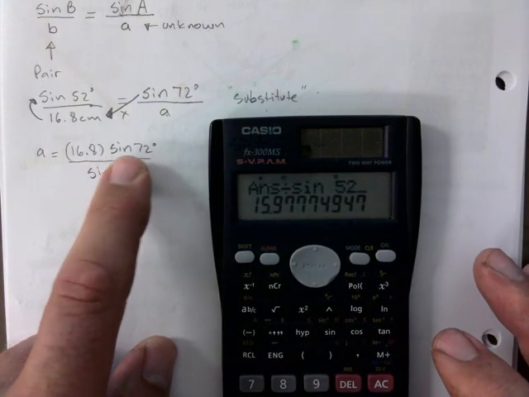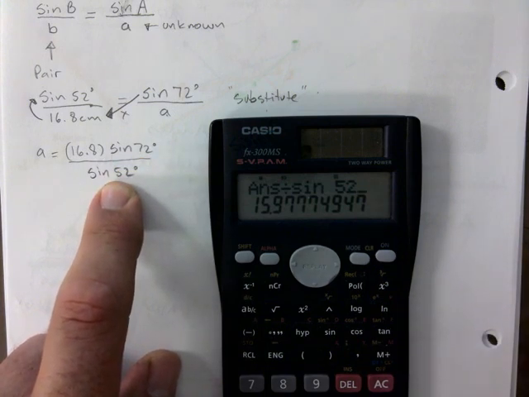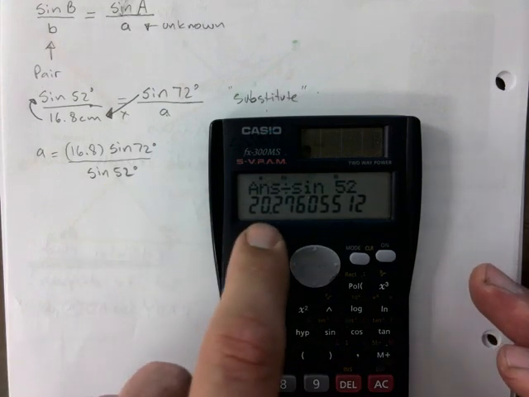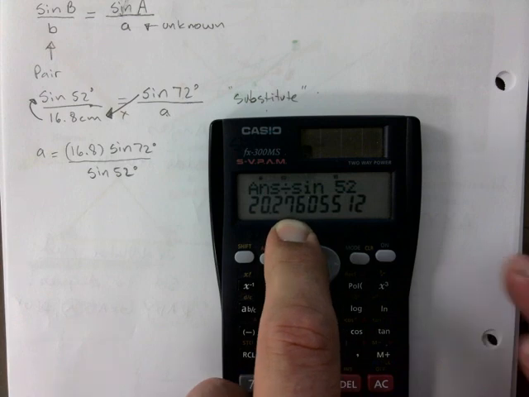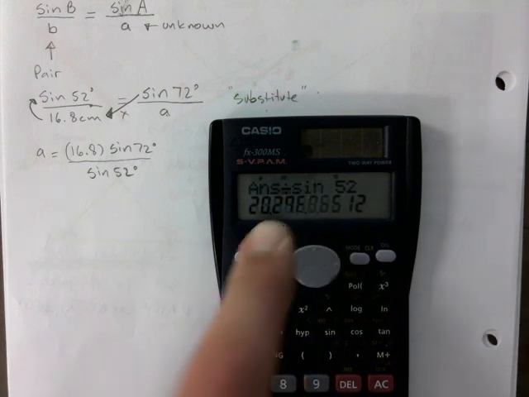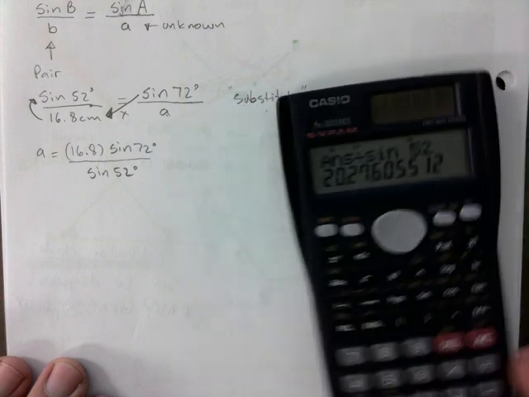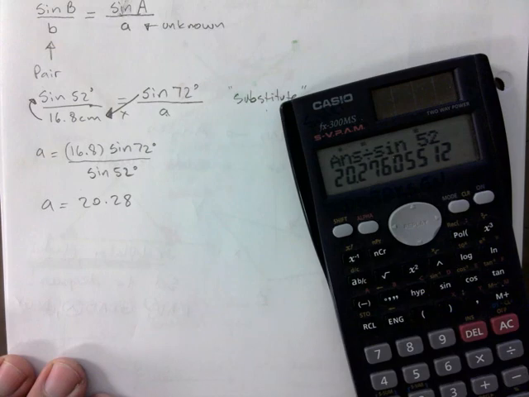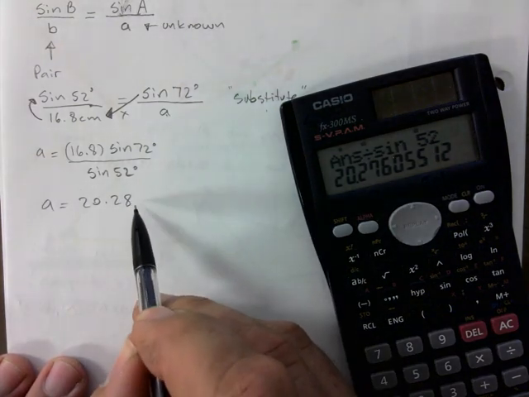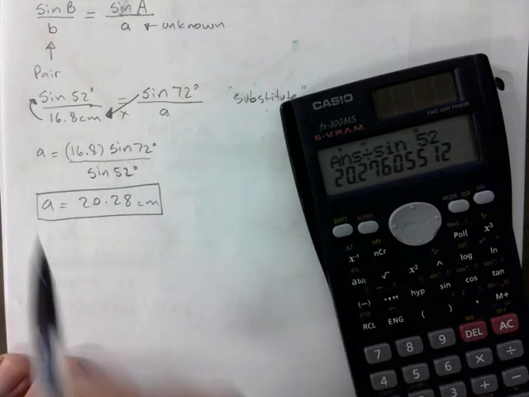Because remember, sine of 72 and sine of 52, those are just numbers. Your calculator will compute them. So no need to worry about it. So that's 20.2, rounding, 28. Yeah, 20.28. 20.28 what? Centimeters. Yeah. Boom, you're done.